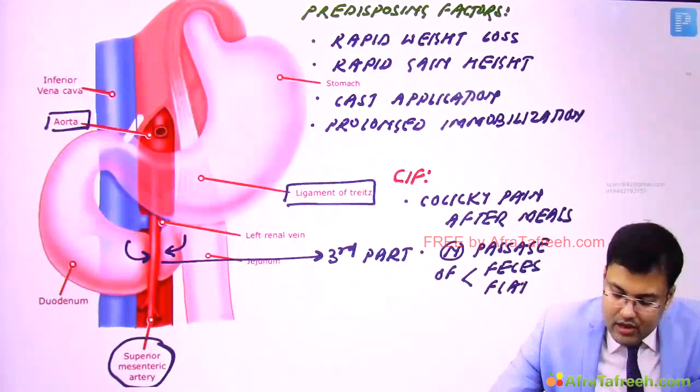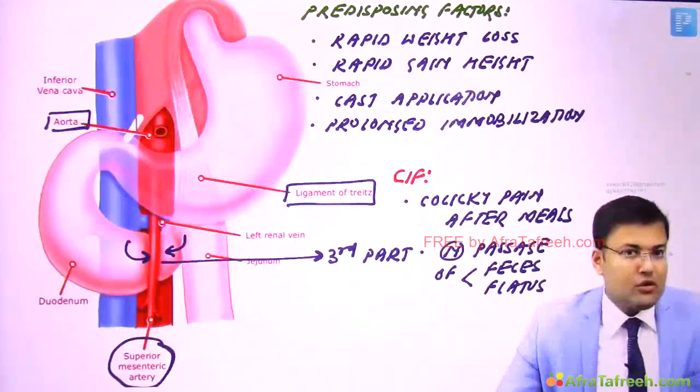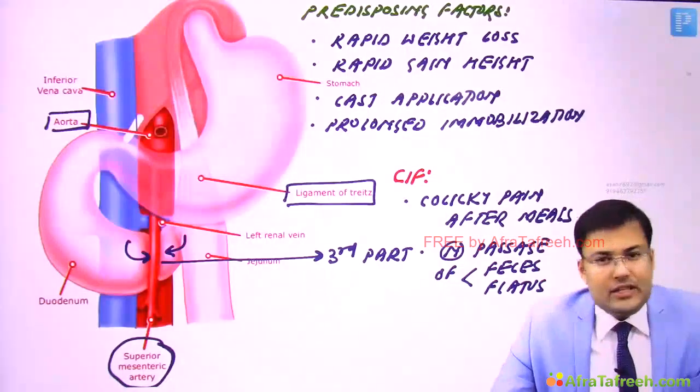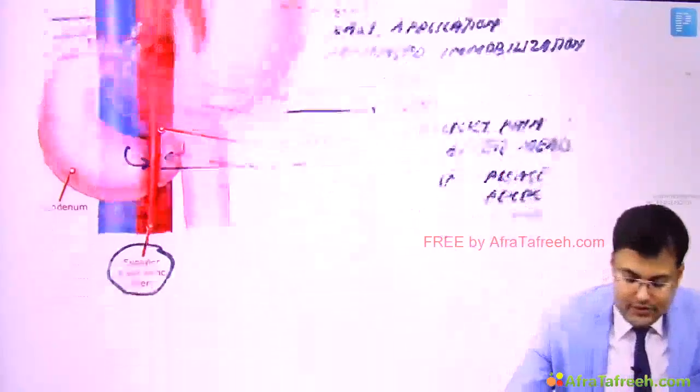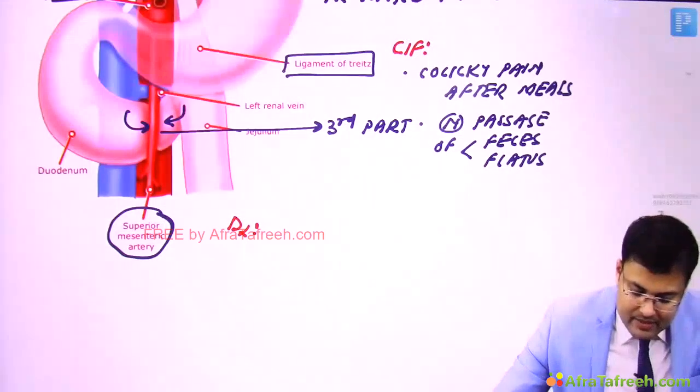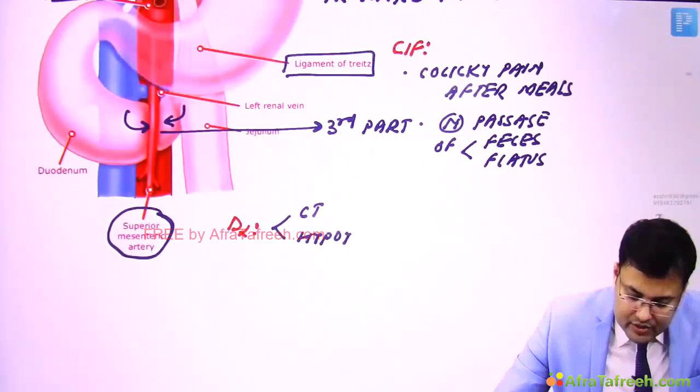Right? Now, how are we going to make the diagnosis? We have to document the compression or obstruction. So we can make the diagnosis by CT, or by hypotonic duodenography. Diagnosis can be made by CT or hypotonic duodenography.